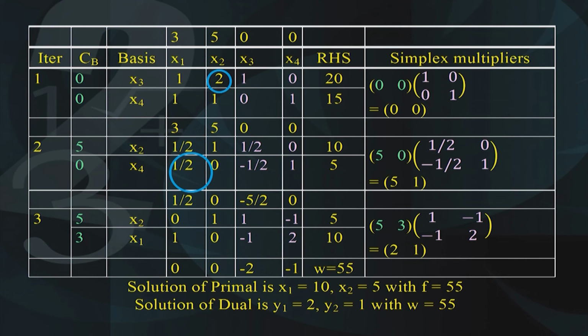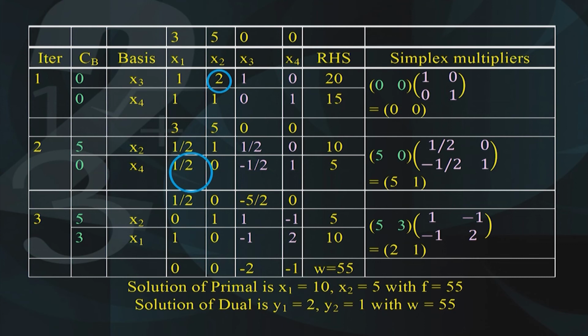So, what do you find? Basically, we have three iterations. In the first iteration, we just have the entries of the simplex problem in the table. x3 and x4 is the basis, as you have seen, and the entries are reported in the columns x1, x2, x3, x4, and the right hand side is shown. And in the last column, I have shown the simplex multipliers at that particular iteration.